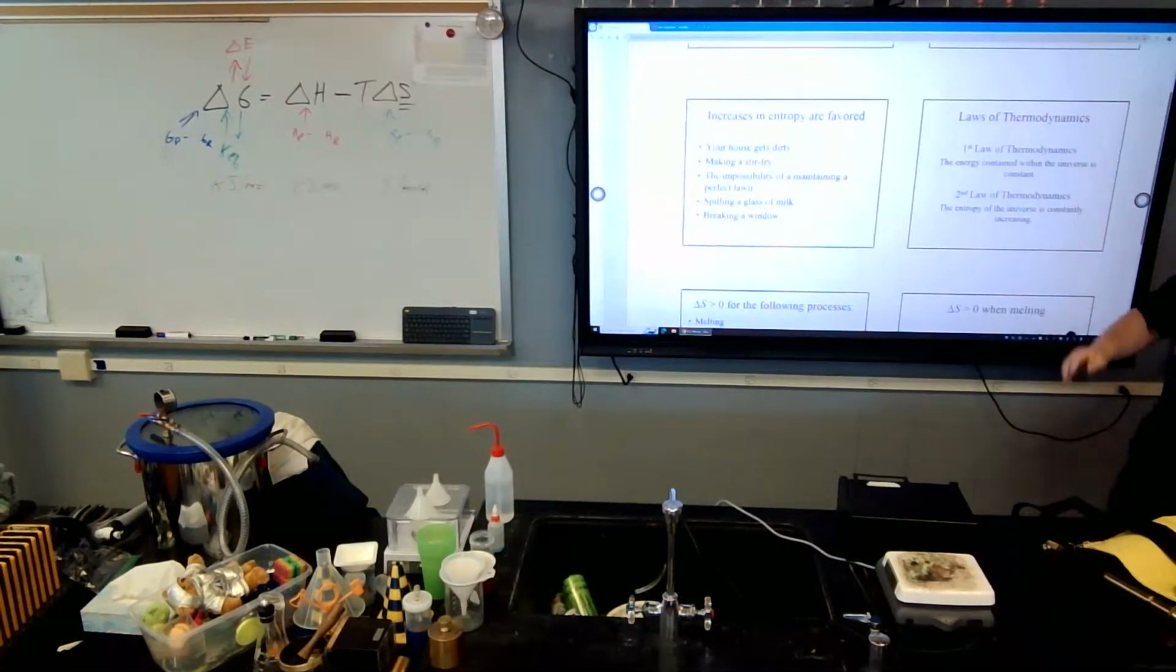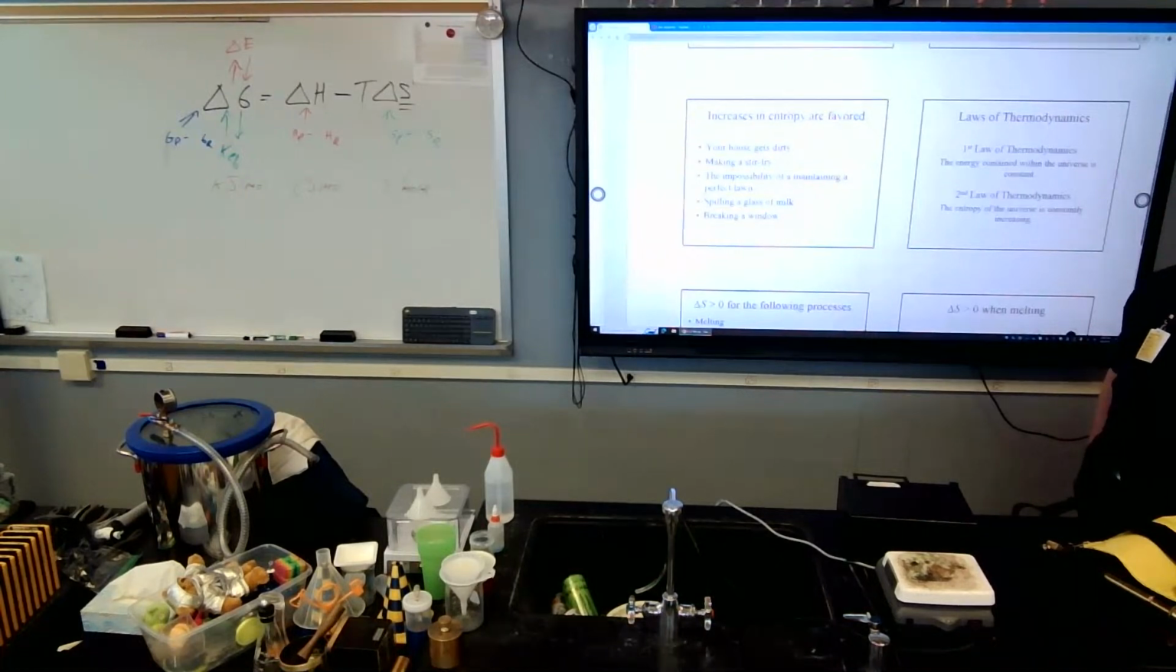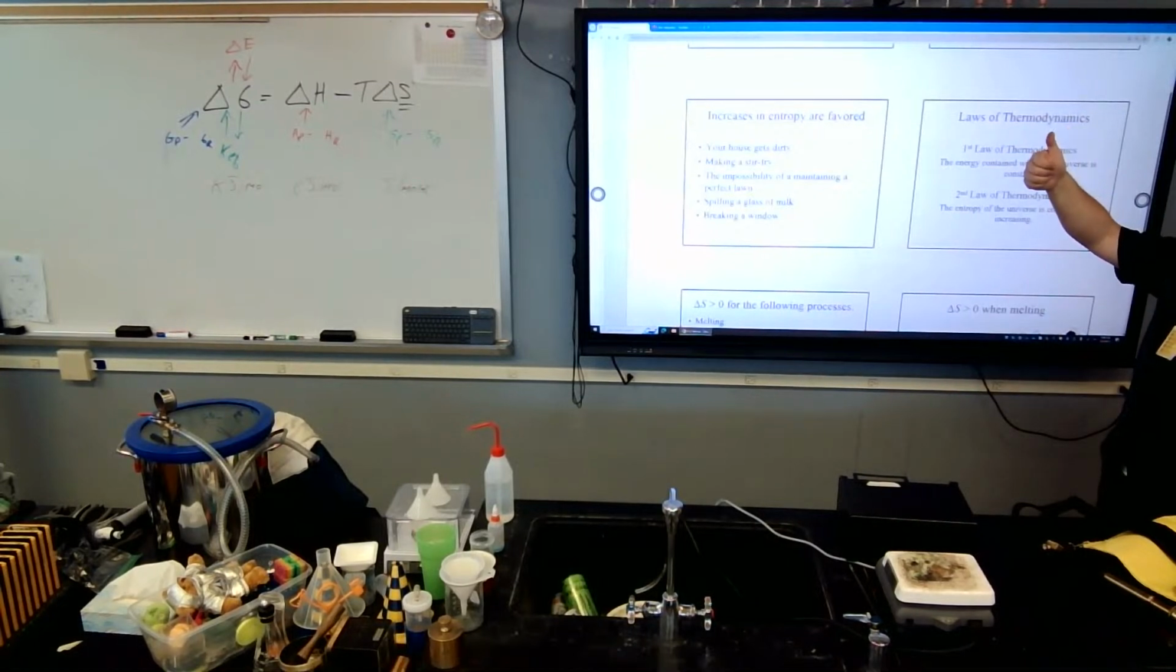Okay, so the first law of thermodynamics states that energy contained within the universe is constant. Basically, if energy is created or destroyed, something else has to donate or take away. So if the overall energy change is positive in the system, it's got to be negative in the surroundings. If the overall energy is negative in the system, it's going to be positive in the surroundings. It's got to go somewhere.